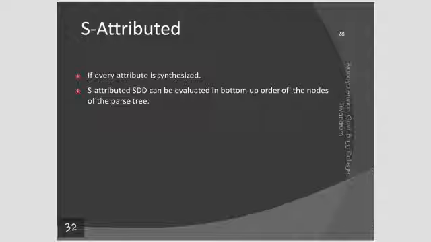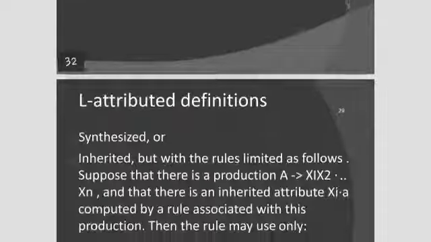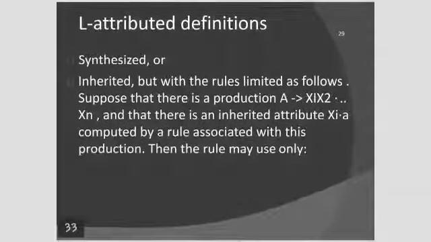S attributed definition: if every attribute is synthesized, then it is an S attributed definition. An S attributed syntax directed definition can be evaluated in a bottom up order of the nodes of the parse tree. Okay, these are the things related to the S attributed definition. Now next, L attributed definition.